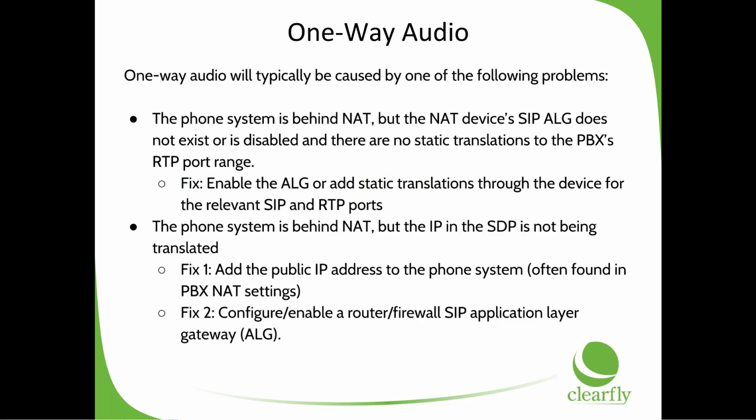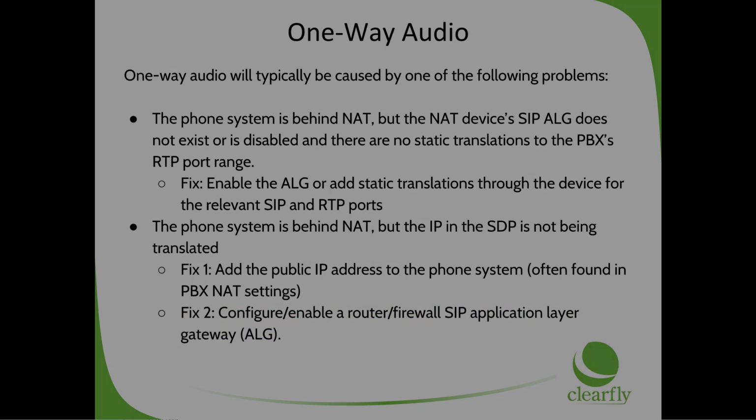and RTP ports. And second, the phone system is behind NAT, but the IP in the SDP is not being translated. There are a couple fixes for this. One, add the public IP address to the phone system, which is often found in a PBX's NAT or SBC settings. Fix 2 would be to configure or enable a router or firewall SIP ALG. ALG stands for Application Layer Gateway. This is the least preferable from Clearfly's perspective.